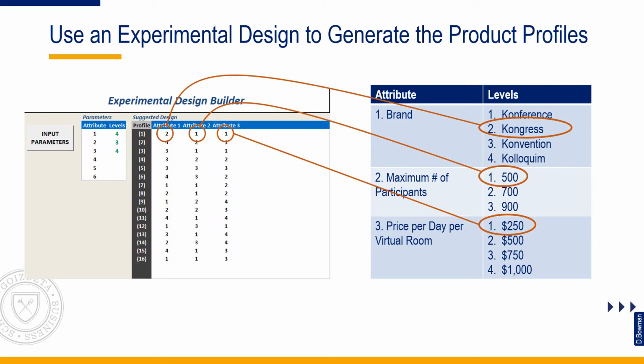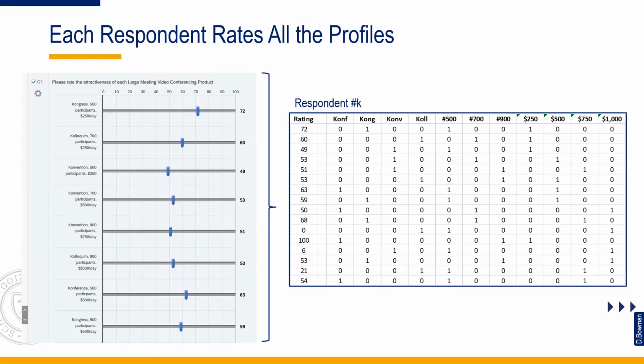Assuming each attribute is independent, a 4x3x4 design requires a minimum of 16 product profiles be shown to a respondent. The 16 are cleverly selected, usually using tables defined decades ago. Each respondent rates all 16 product profiles. DIY software such as Qualtrics can be used to collect the data.